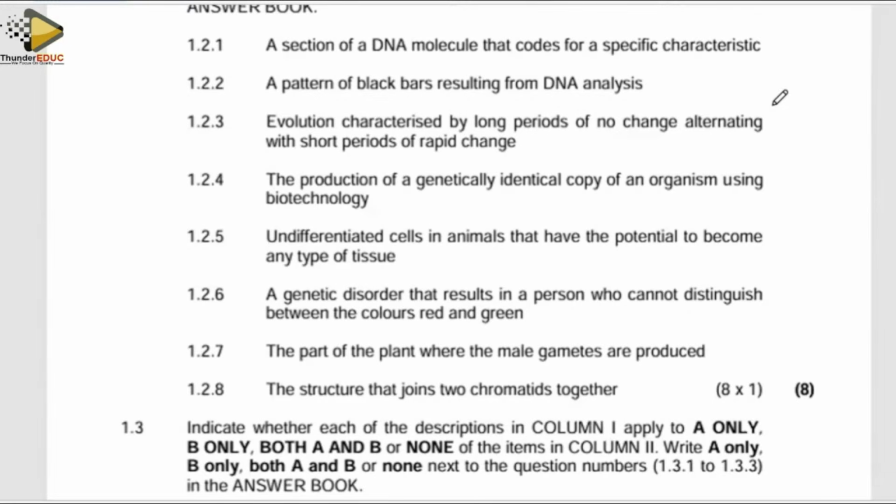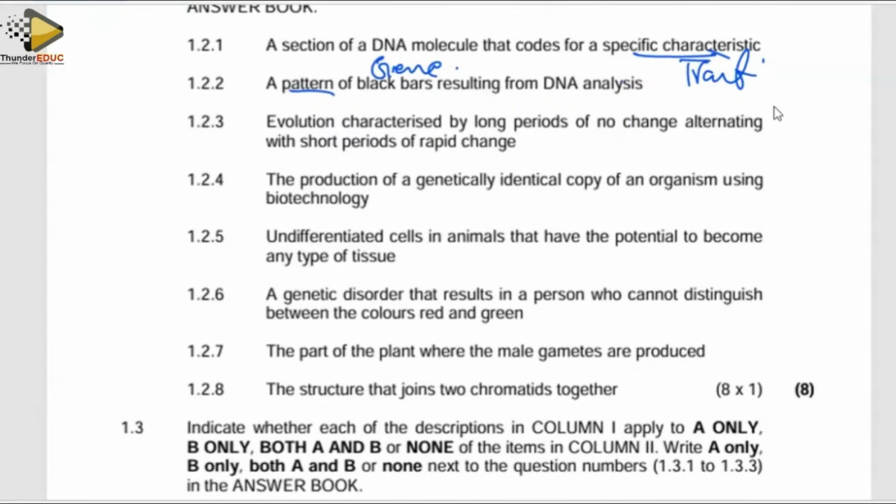If you look at this section, it's still giving you a dose to see that the dose is enough so that you don't have issues with the terminologies. A section of the DNA molecule that codes for a specific characteristic, we call it a gene. A gene is a section of DNA that controls a specific or particular characteristic or trait. Sometimes we call it trait.